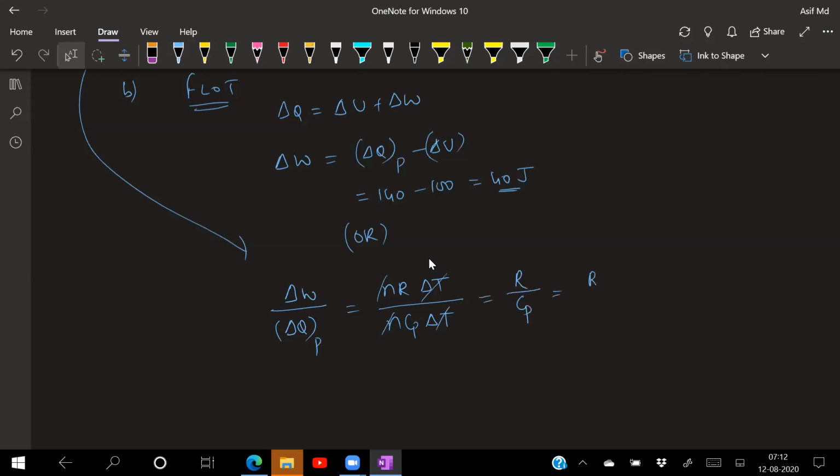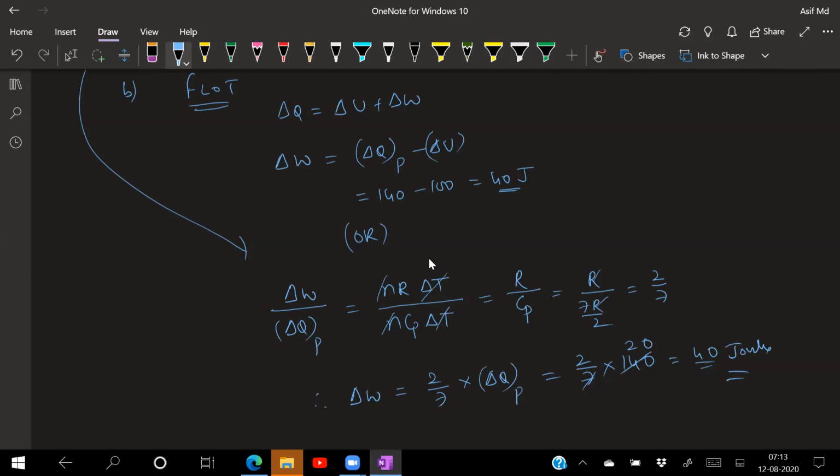So that is equal to R over Cp. For a diatomic gas, Cp is 7R by 2. That is nothing but 2 by 7, R gets cancelled. Therefore, delta W is equal to 2 by 7 times delta Qp. So that is 2 by 7 into delta Q, which is given as 140. 7 ones are 7, 7 twenties are 140, 2 twenties are 40. That is nothing but 40 joules. Like this also you can do.